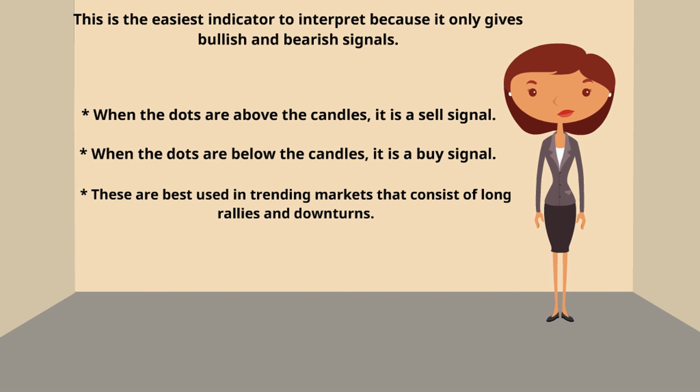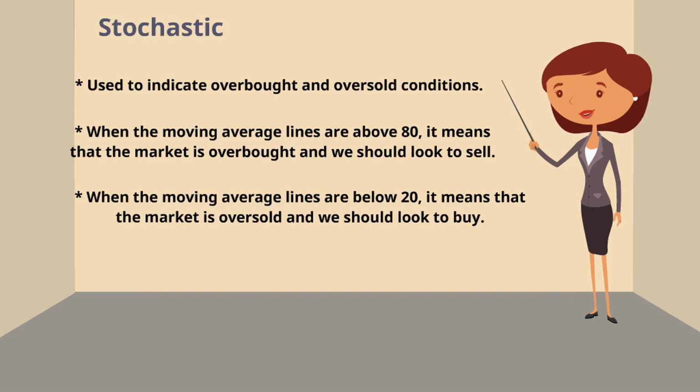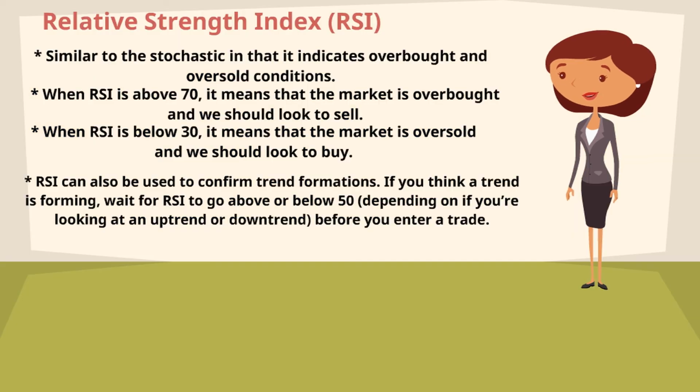Another indicator is stochastic. Used to indicate overbought and oversold conditions. When the moving average lines are above 80, it means that the market is overbought and we should look to sell. When the moving average lines are below 20, it means that the market is oversold and we should look to buy.